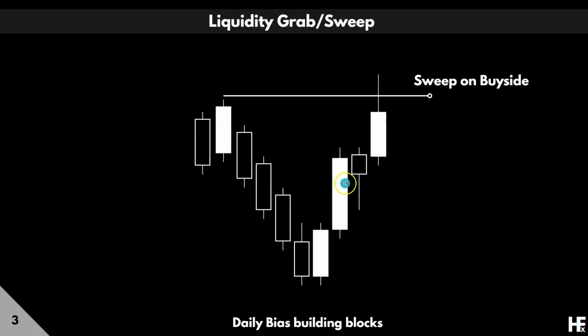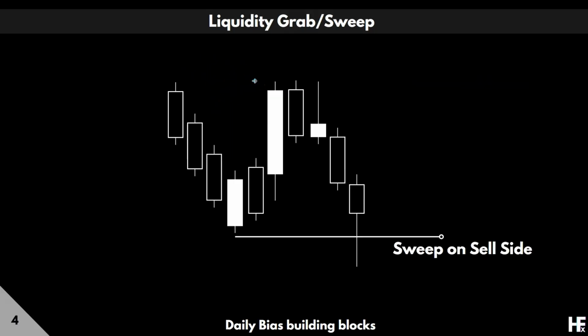The second building block is we need to understand the liquidity sweeps or the liquidity grabs. So in this example here, you see that we have a high here, which is a swing high, right? And price came up, took out the swing high and left a wick. Now this wick is not too important, but we need to understand that we have swept the buy side liquidity that's resting above this high.